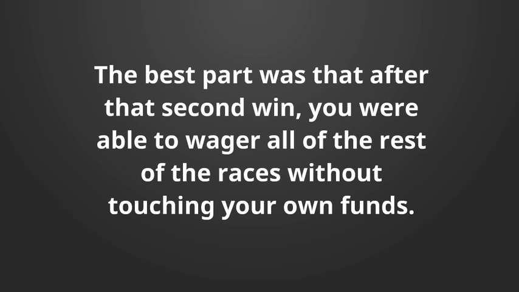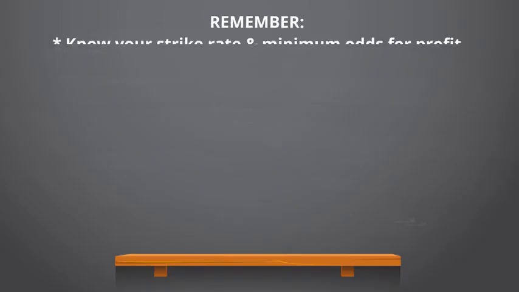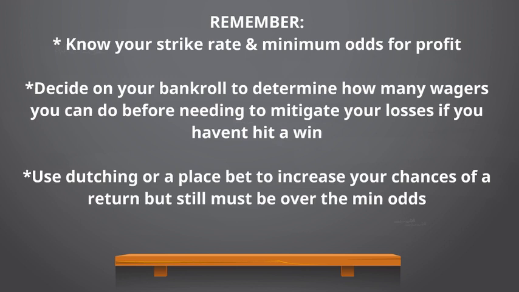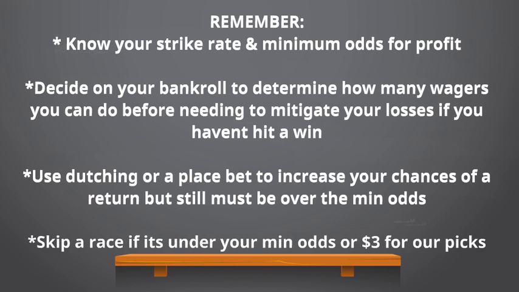The best part was that after that second win, you were able to wager all of the rest of the races without touching your own funds. So remember, know your strike rate and your minimum odds for profit if you're not using our tips. Decide on your bankroll to determine how many wagers you can do before needing to mitigate your losses if you haven't hit a win. Use Dutching or a place bet to increase your chances of a return, but still must be over the minimum odds. And to skip a race if it's under your minimum odds or the $3 for our picks.